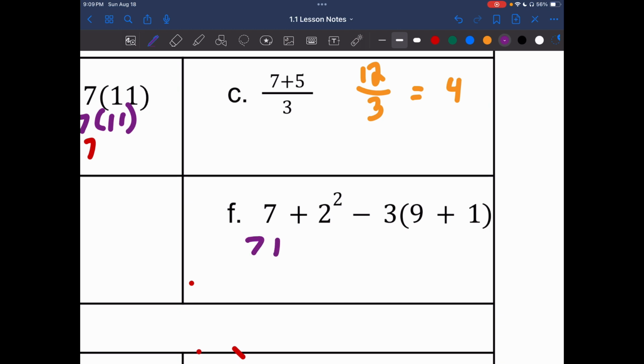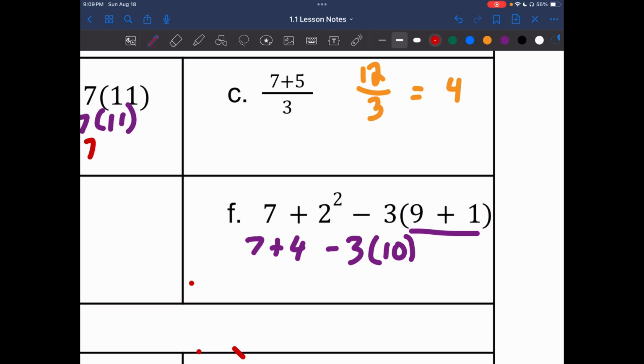So I'm going to do the step of squaring the 2. So 2 squared is 4. I'm going to do that step at the same time that I am simplifying the piece inside the parentheses here, which is 9 plus 1, which gives me 10. And the only reason I did that was just to save some time for us.